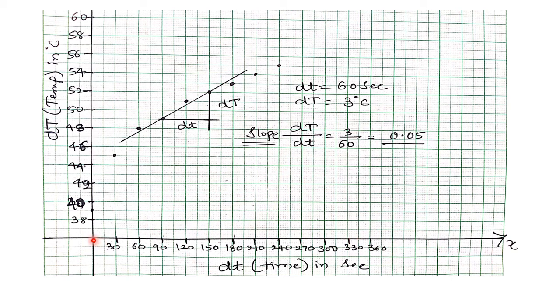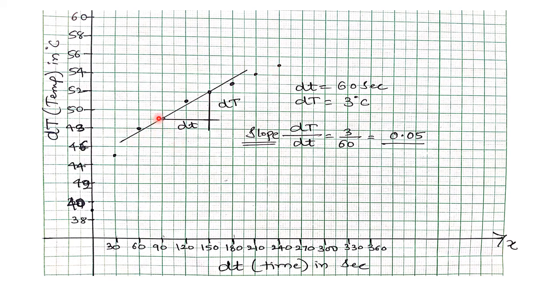For zero time, the temperature of the copper specimen was 39.3, somewhere here. For 30 seconds we have plotted 45.2, and like that. For 60 seconds, 90 seconds, 120 seconds and 150 seconds, we have plotted the temperature of the copper specimen in this way for all the values. Then for any 2 or 3 points we should draw a straight line. For this point and this point I have drawn a straight line, or you can draw through any other 2 points, no problem.